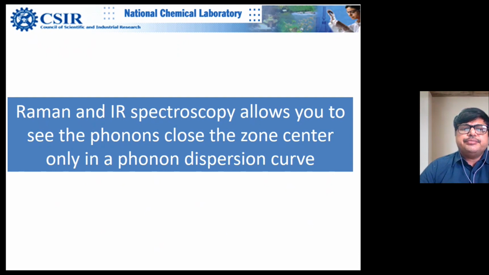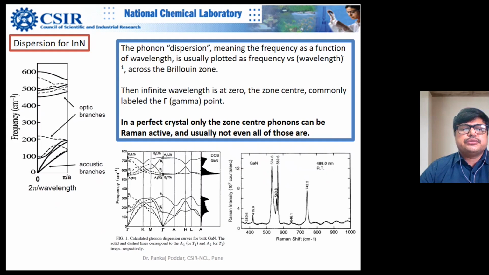But this is a very important concept. Raman and IR spectroscopy, when we talk about solid state physics, allow you to see only the phonons closer to the zone center. Please remember that. If you look at the dispersion curve, this is how a complete dispersion curve looks. This is frequency, and if you notice.